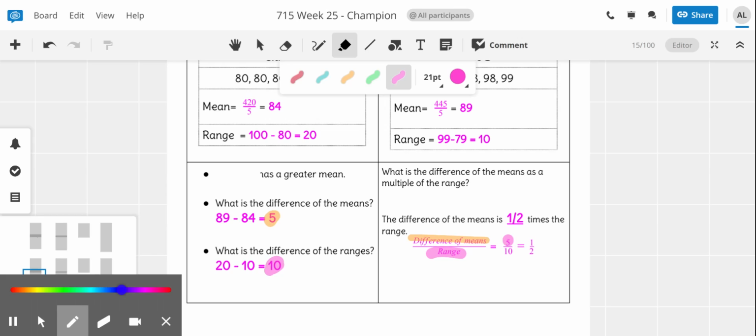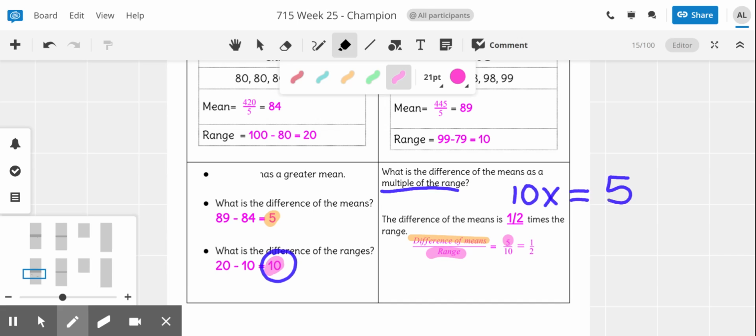Another way to think about this is the difference of the means is what times the difference of the ranges. So 5 is what times the difference of the ranges. So the difference of the ranges is 10. So to solve, I would just divide both sides by 10 and get x is equal to 5/10 or 1/2.